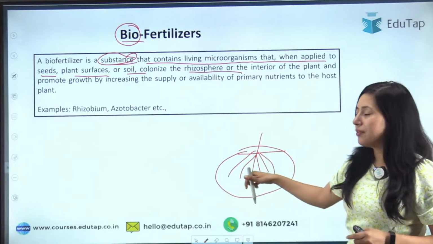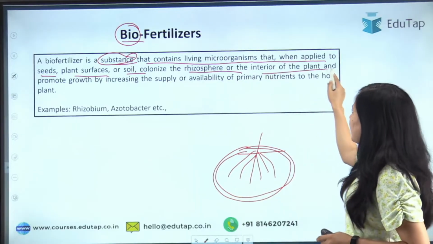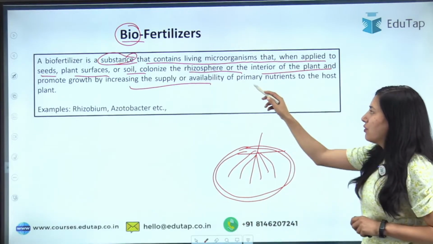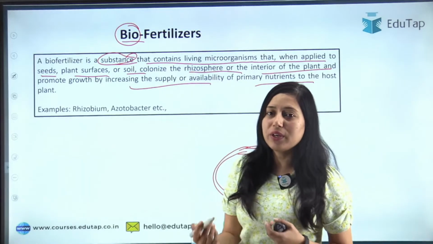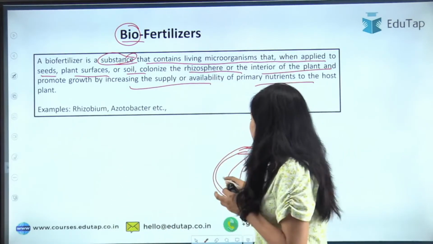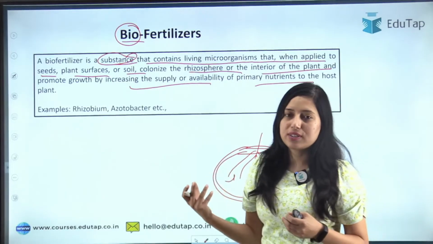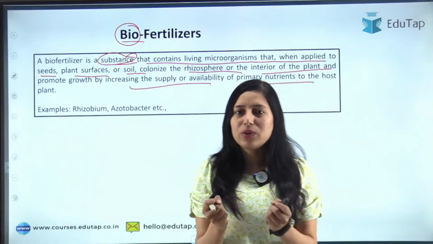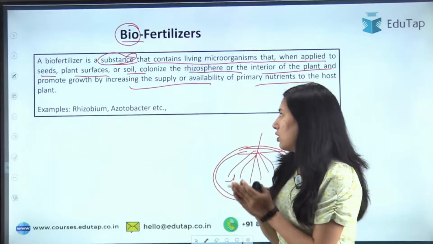Wherever the area around your root system is, it is called the rhizosphere, or the interior of the plant, and they promote growth by increasing supply or availability of primary nutrients to the host plant. So what they are doing, they are colonizing the rhizosphere, or they are going inside the plant and increasing the availability of the nutrients. Okay, they will collect the nutrients from the surroundings and make them available to the plant. So that is the work of your biofertilizer.